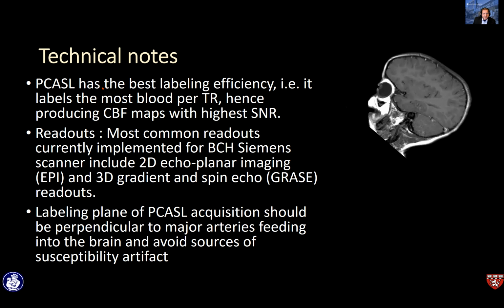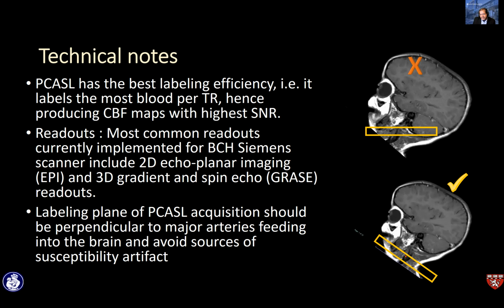Quick technical notes here. PCASL has the best labeling efficiency. It labels the most blood per TR, and so produces the best CBF maps. And the labeling plane of PCASL should always be perpendicular to the major arteries. For example, if the head is placed like this, your labeling plane should not be like that. It should be perpendicular to it. So it should be like that. And this is a major source of error in ASL acquisition.